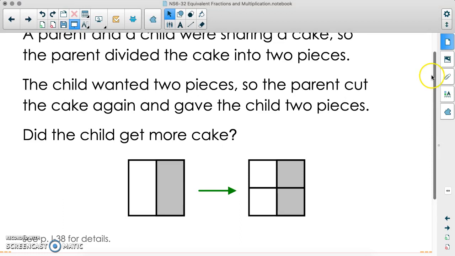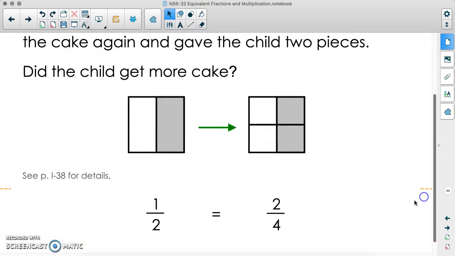Did the child get more cake by getting two pieces? No. We know this because originally we had one half of cake. So the parent would have got this side, the child would have got this side. The child said, Mom, I want half, or I want two pieces. So the parent cut it in half, the child got two pieces. So now the cake is cut into 2/4. So the child didn't actually end up with more cake, just instead of one big piece, they got two small pieces. These fractions are equal because the picture has the same amount shaded.